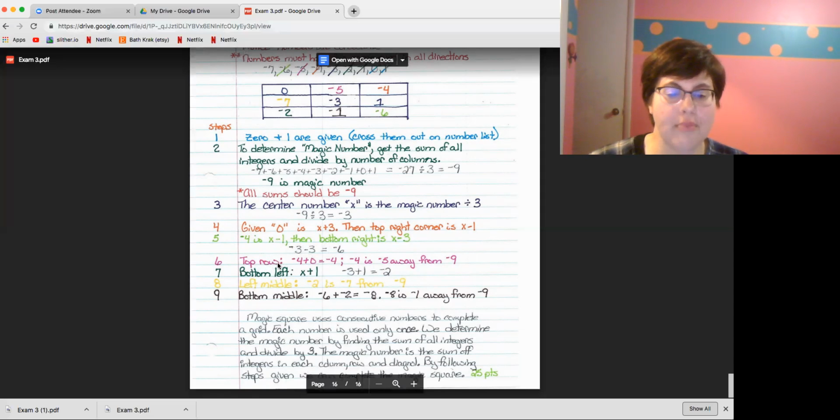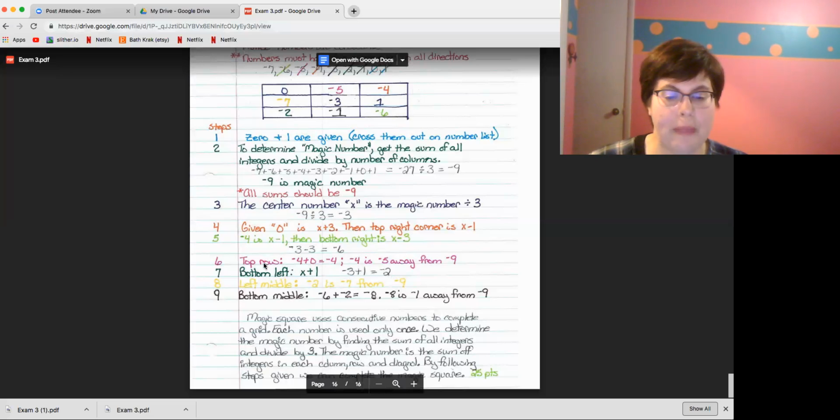Then we're looking at our top row. Well, this middle number is the only thing you should have empty. And you have a 0 that was given, and we figured out negative 4. Well, we know that this whole row is going to be equal to negative 9. So what is missing? Well, we know 0 plus negative 4 is negative 4. We need negative 5 to equal negative 9. So that's where we get that. Then we look at the bottom left. And that is x plus 1. So negative 3 plus 1 is equal to negative 2.